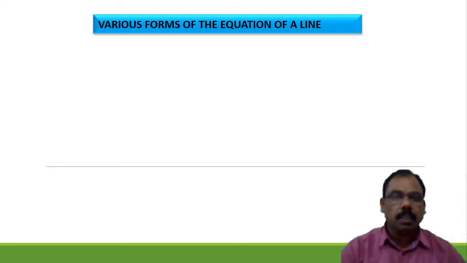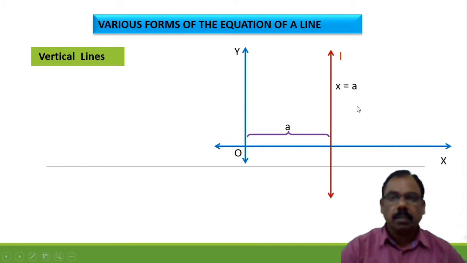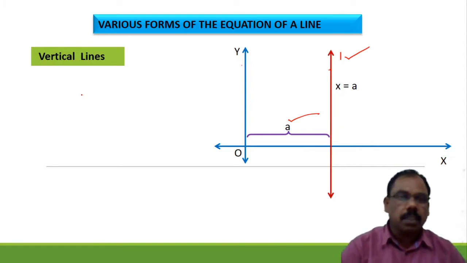First, let us see vertical lines and horizontal lines. Vertical lines. We see a line that is parallel to y-axis. We take the line as L, which is parallel to y-axis at a distance of a unit from the origin. We know that the line is perpendicular to x-axis. And the equation of this line, we write it as x is equal to a.